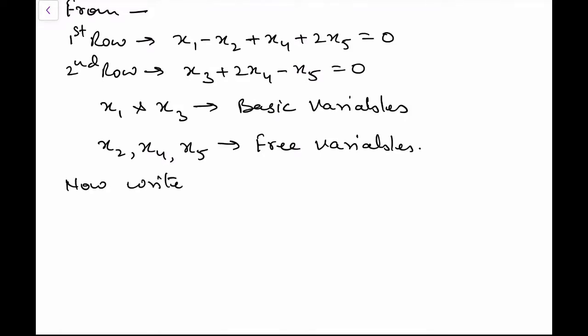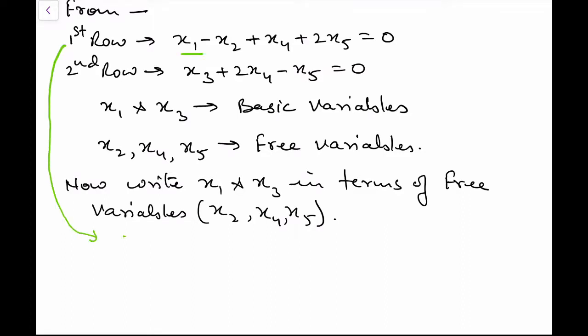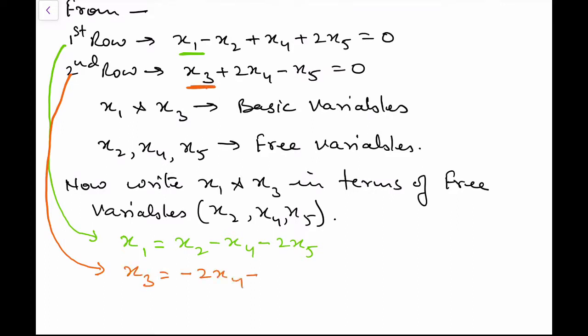So now write x1 and x3 in terms of free variables x2, x4, x5. So from row 1 we will get the value of x1 as x2 minus x4 minus 2x5. Similarly, from second row we will get the value for x3 as minus 2x4 plus x5.